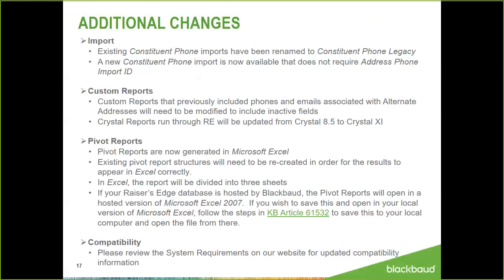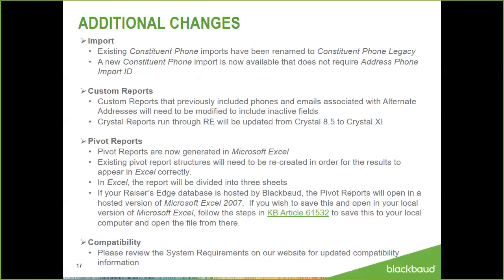In custom reports, any phone numbers and email addresses that were previously associated with alternate addresses will no longer appear when you run your reports. In order for those phone numbers and addresses to appear, you'll need to edit your reports to include inactive fields, or prior to the update, you'll need to associate those phone numbers and email addresses with the constituent's preferred address.